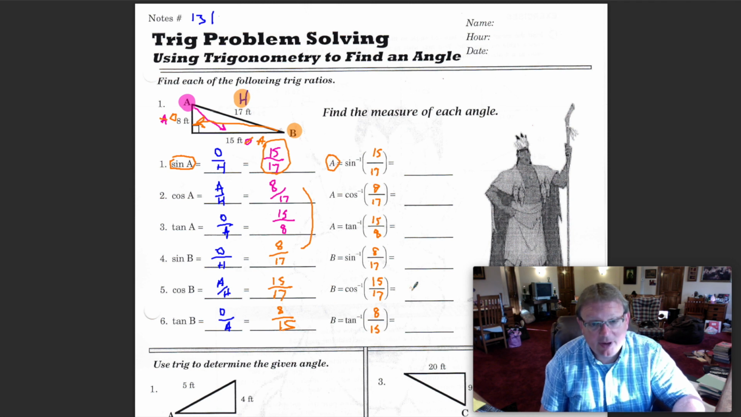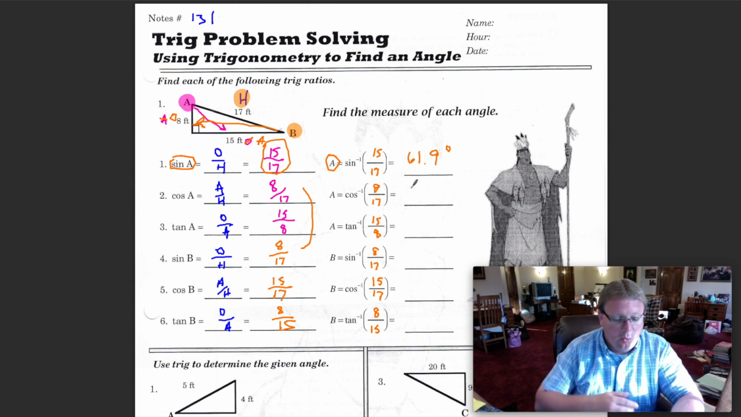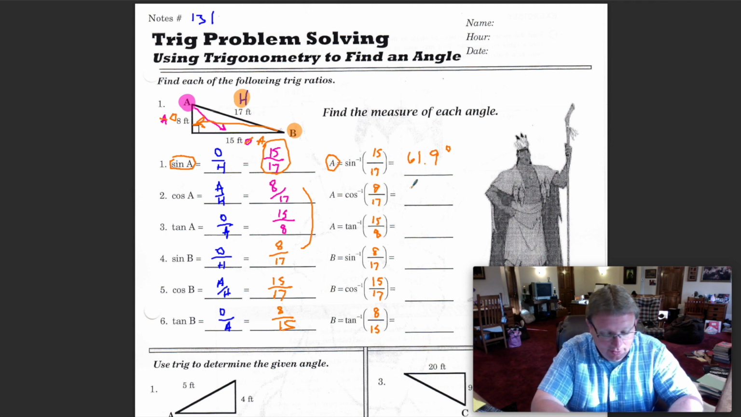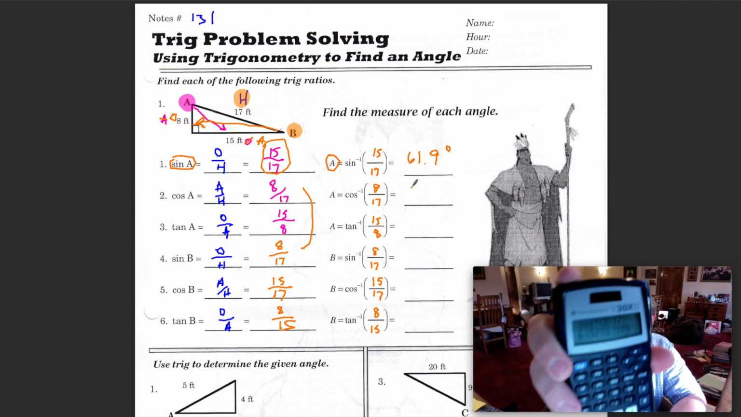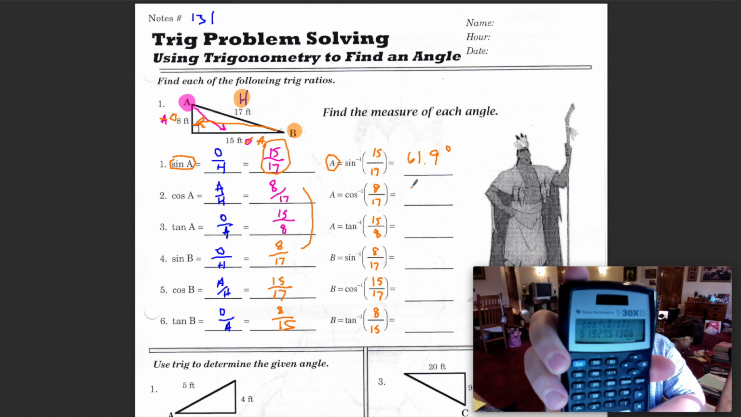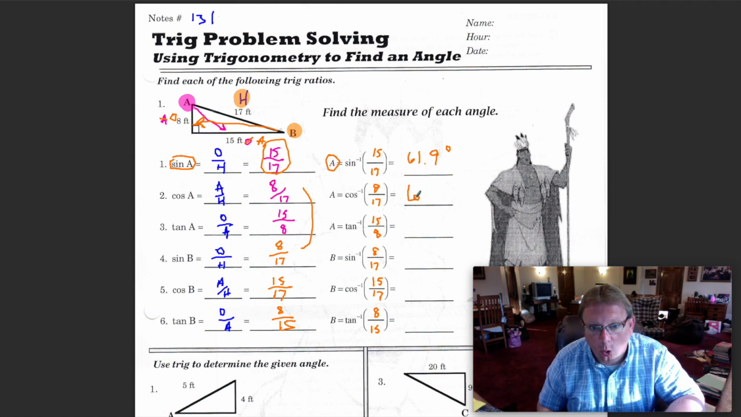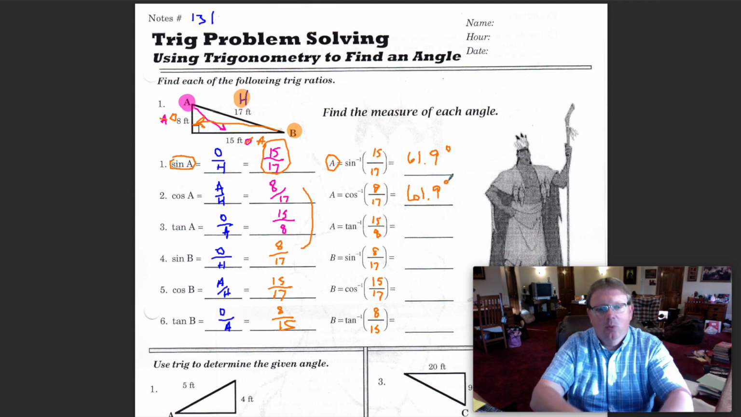What do you get? Abigail? Yeah, 61.92. So we'll say 61.9. And that's an angle. We use the inverse function to find angles. What is cosine inverse? It's second cosine of 8 over 17. And it should look like that. And what do you notice about that answer? Hannah? Yeah, it's the same answer. Whoa. 61.9 degrees. And then what's tan inverse?